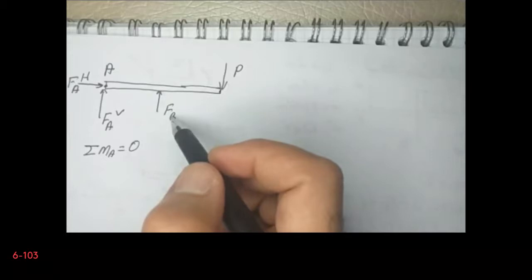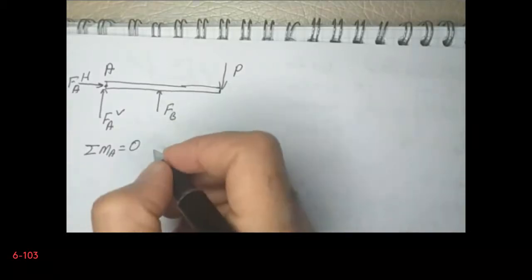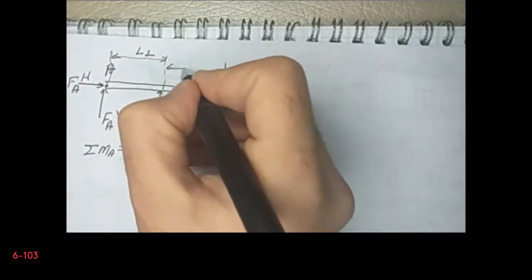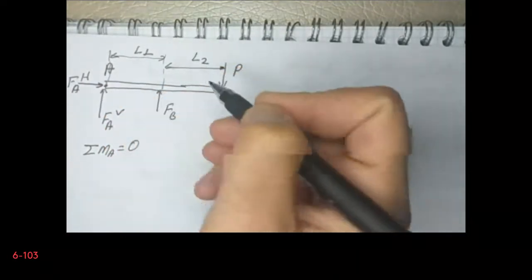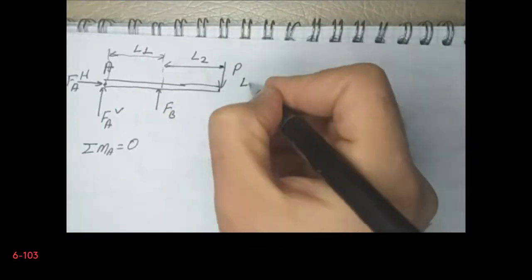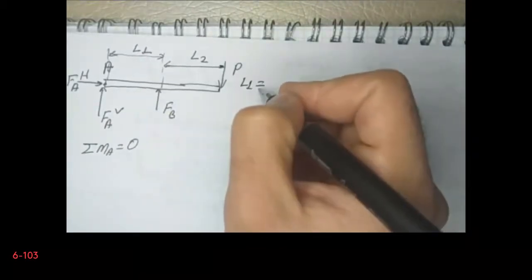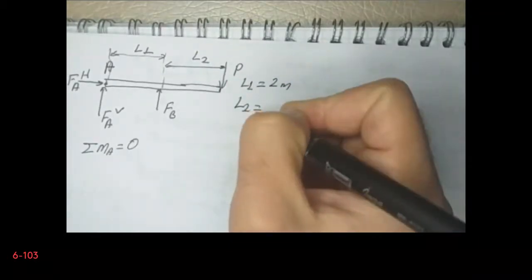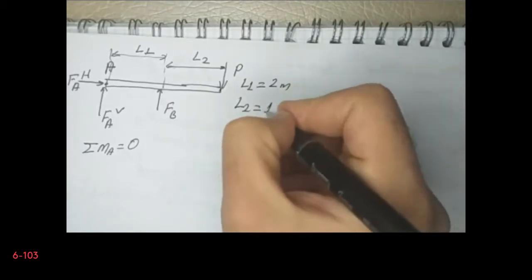So let's define the lengths. From A to B, let's say that this is L1, and from B to the P it is L2. L1 is given as 2 meters, L2 is given as 1 meter, and so let's write the moment.